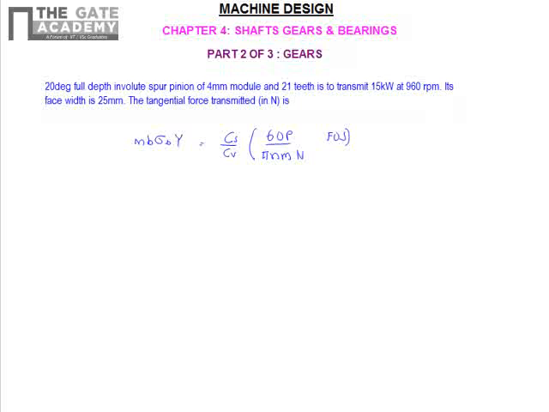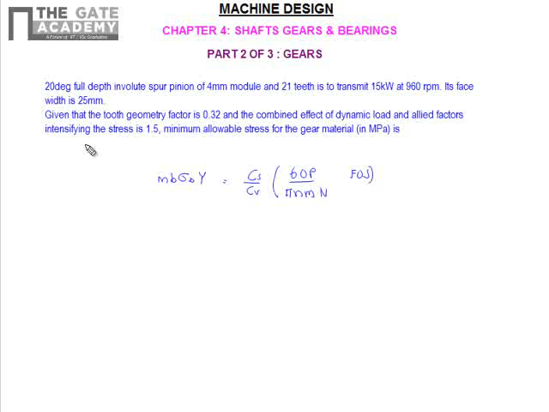Now we will try to solve another problem. This problem we have seen earlier also. A 20-degree full depth involute spur pinion of 4 mm module and 21 teeth is used to transmit 15 kilowatt power at 960 rpm. Its face width is 25 mm. The tangential force transmitted is what we have calculated earlier. There is a small addition to this question. So given the tooth geometry factor is 0.32 and the combined effect of dynamic load and allied factors intensifying the stress is 1.5, what will be the minimum allowable stress for the gear material?